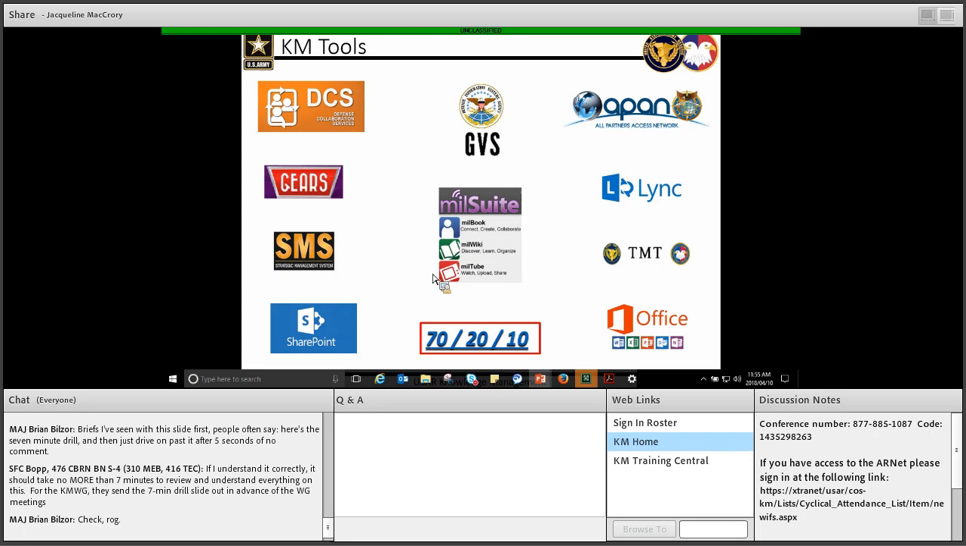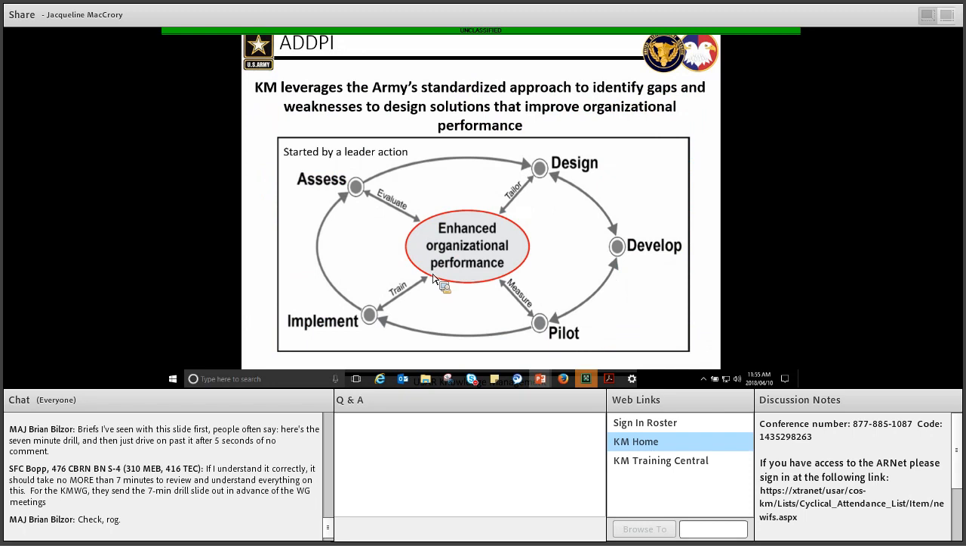And then ADPI, here we have the Army KM process. It's a flexible five-step process that helps organizations leverage knowledge more effectively. The steps are assess, design, develop, pilot, and implement. So ADPI is a standardized approach to analyze performance. It should always be started by a leader action or leadership direction. KM leverages this standardized approach to identify gaps and weaknesses and design solutions that will improve organizational performance.